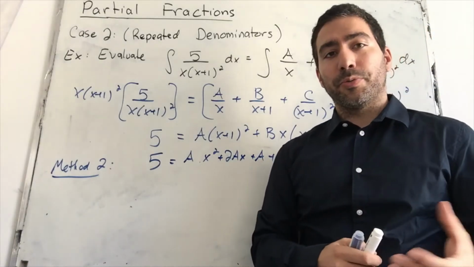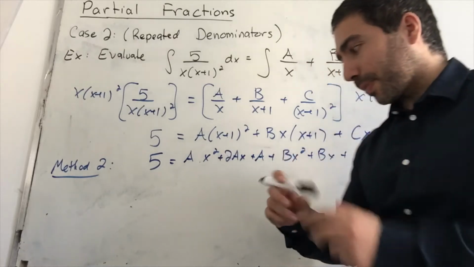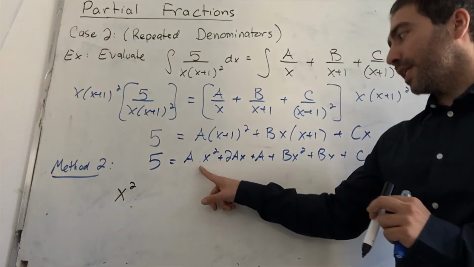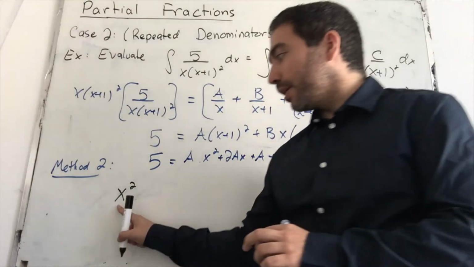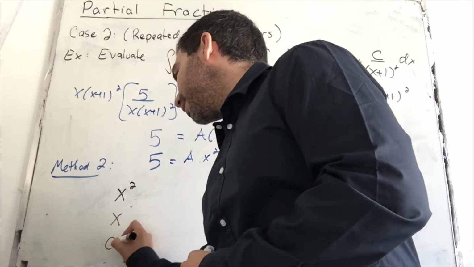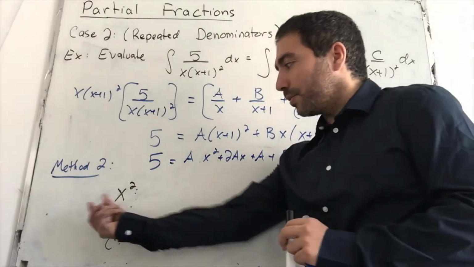And now what you do is you create an equation with each degree. What do I mean by that? So we're going to look at the x squareds. The highest exponent that we have is an x squared in here. We're going to create an equation with the x squareds. We're going to create an equation with the x's, and then we're going to create an equation with the constants. Okay.